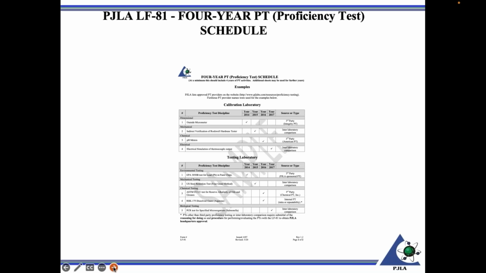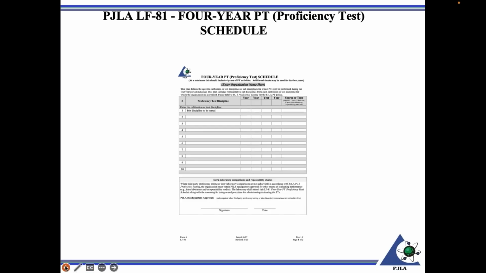So this is the second page, the explanation page that goes along with the LF81. Now, like I said, LF81 is not mandatory. So whatever you have, this kind of content is what you would be looking at for the plan. Under this laboratory, a calibration lab and a testing lab, we have roughly 4 categories: dimensional, mechanical, chemical, and electrical. If we go back to the slide, these would be the disciplines.